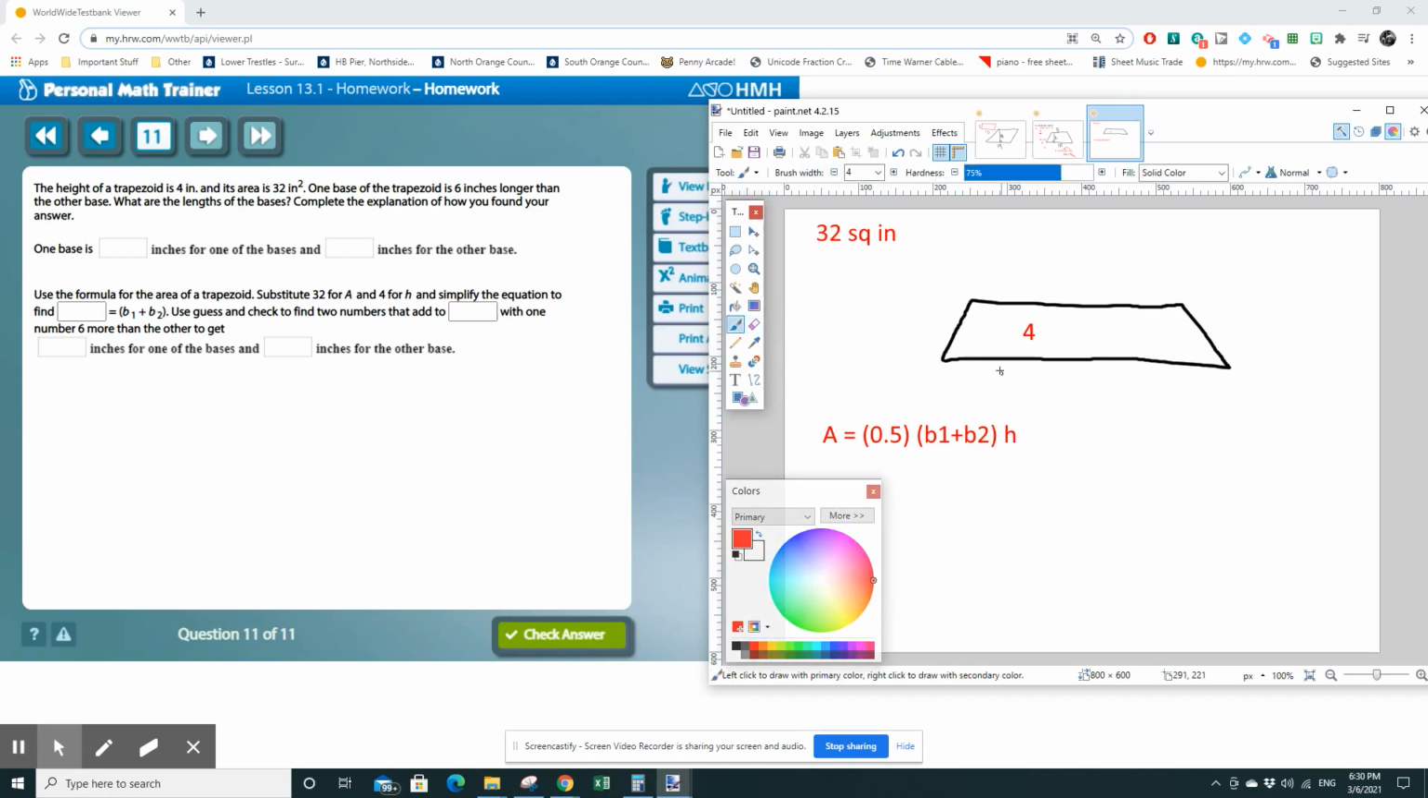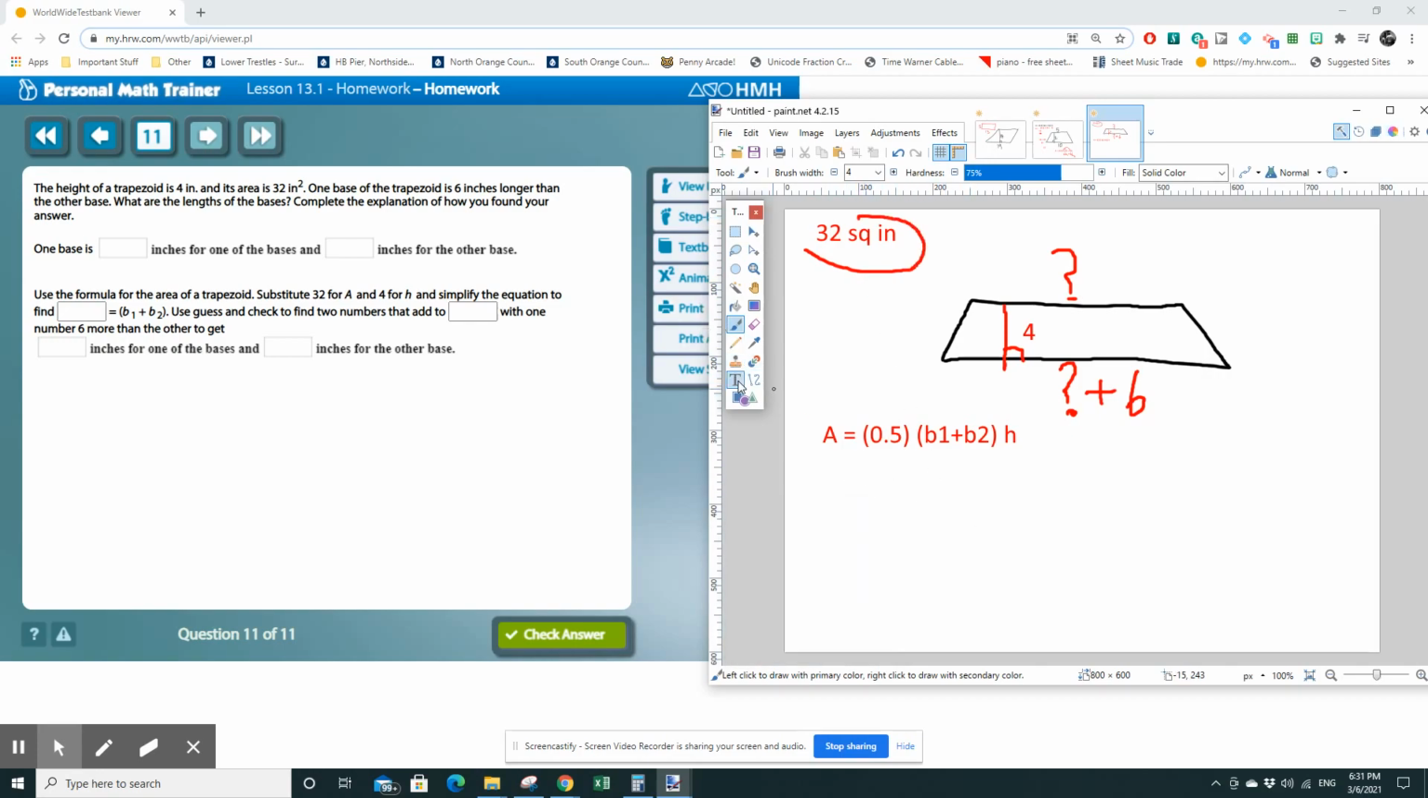So let me draw this height thing on right there. So that's 4 inches. And they said one of the bases is 6 inches longer than the other. So I don't know how long either of these bases are. So this is question mark and this is question mark, but this is question mark plus 6. So let's put in the information we do know. 32 square inches is the area.